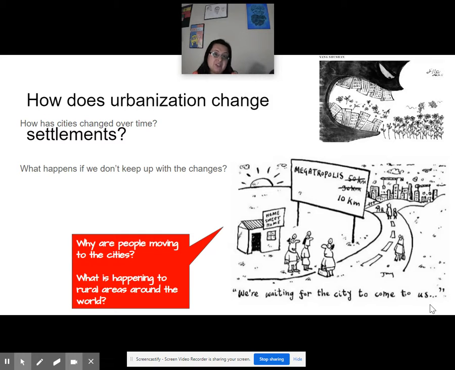Why are people moving to the cities? What is happening in the rural areas? Rural means country, so what's happening in the countryside?